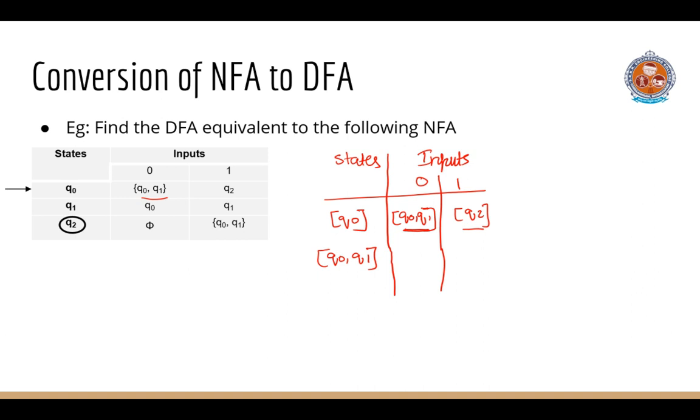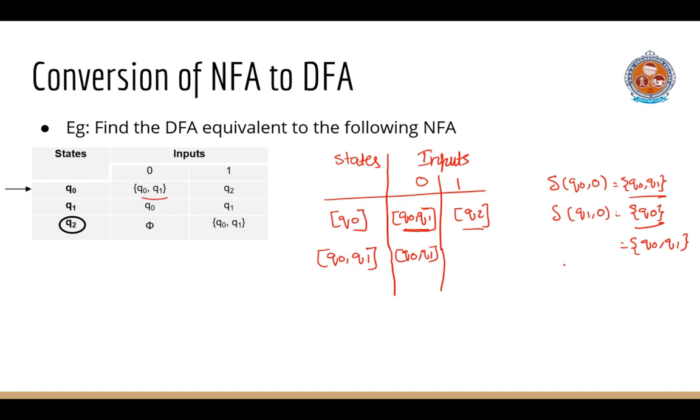If it is {Q0, Q1}, how do we apply it? Simply take the first state Q0, apply 0. So the result is {Q0, Q1}. In the same way, take the next state, that is Q1, apply 0, that is nothing but Q0. Now union these two results. So finally the result will be {Q0, Q1}.